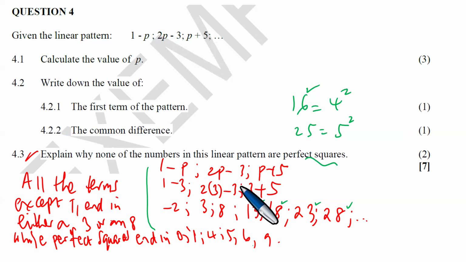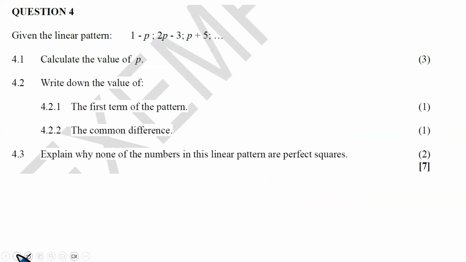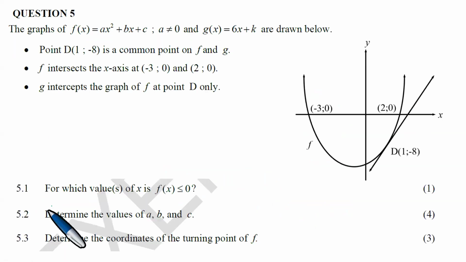Now, in the next point, we answer the following question, and we're looking at more graphs. Now let's look at graphs and functions very quickly. f of x equals x squared plus bx plus c, called a parabola with a not 0, and g of x equals 6x plus k are drawn below. We can see the graphs there, the parabola and a straight line. Point D is a common point on f and g.